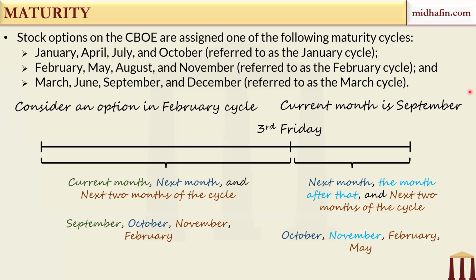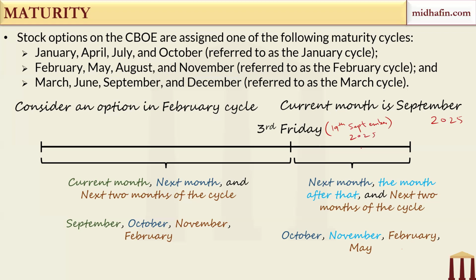The maturity date of the option is third Friday. For example, as I said, let's say the current month is September 2025. Let's assign a date also to it. Now, can you just check the calendar right now and tell me what is the third Friday of September 2025? 19 September. So the idea is that the September option will expire on 19 September. That's the idea.